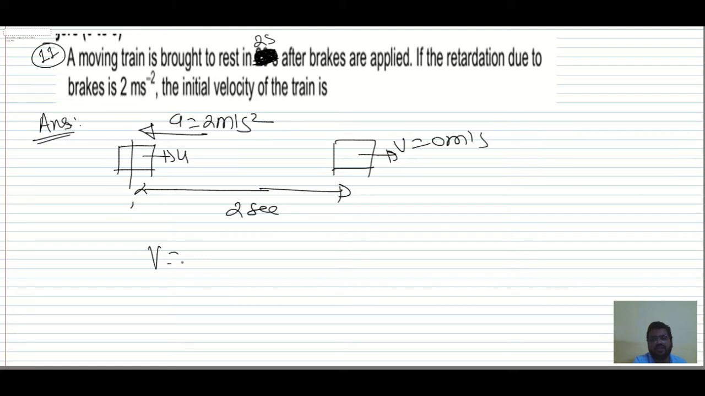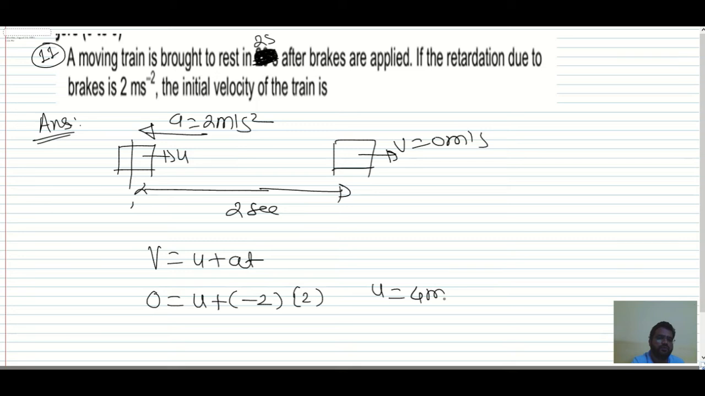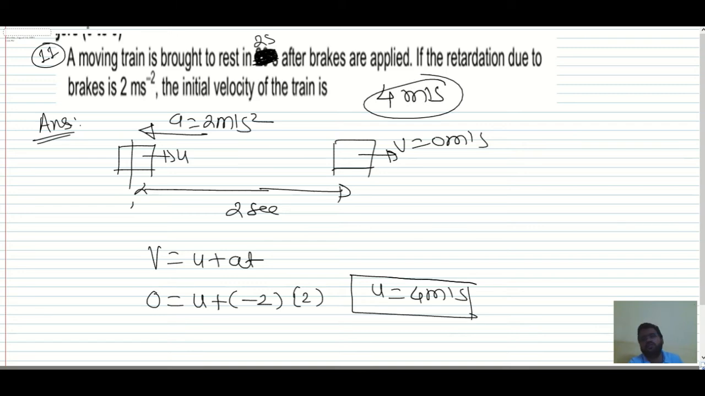Okay, so final velocity v is equal to u plus at. We have 0 is equal to u plus a, which is minus 2, into t, which is 2 seconds. So u is equal to 4 meter per second will be the correct answer. 4 meter per second will be the correct answer. So this is the integer type question, so 4 you have to write.